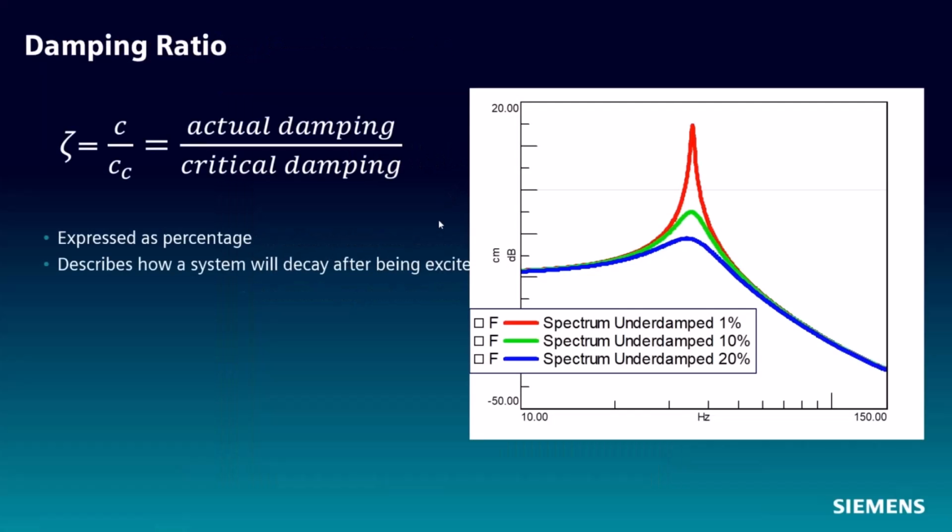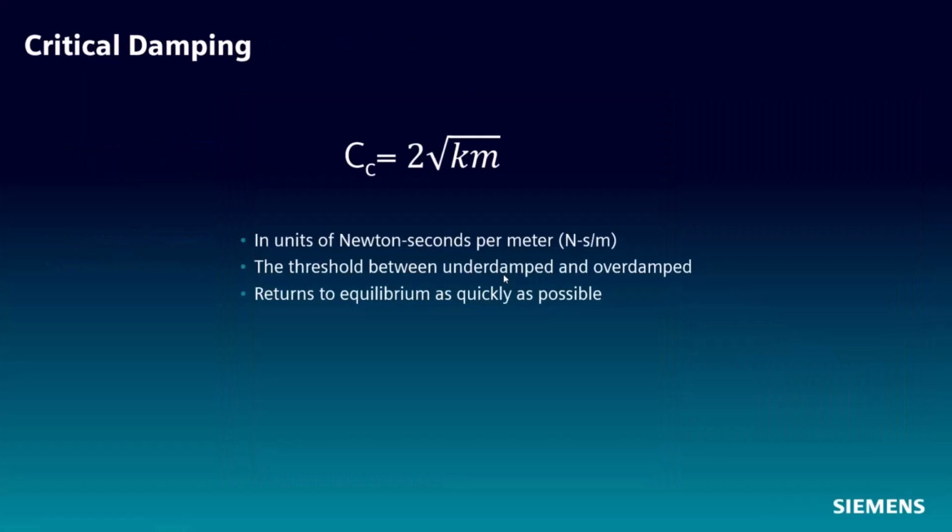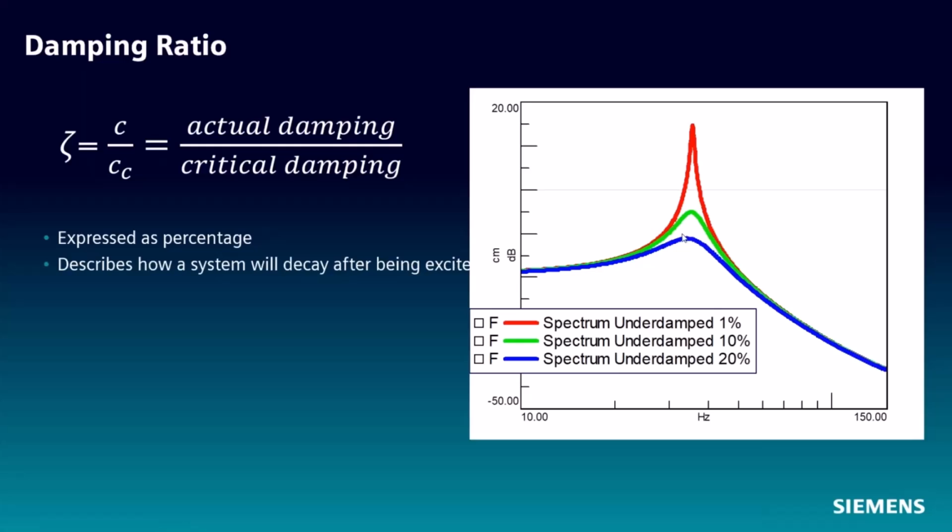Well, where does that come from? Okay. This zeta value, most typically in vibrations, we use this Greek letter zeta. And what we have is the actual damping coefficient divided by this critical damping factor. And it describes how a system will decay after being excited. And what we're looking at here is the same graph as up here, but in the frequency domain instead of the time domain.